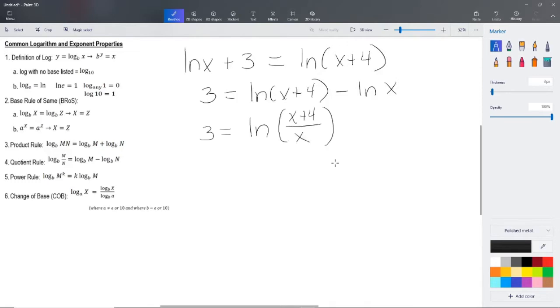Awesome. Now we can invoke the definition of log because we have one log and it equals something. In our case, the base of this natural log is e. So to rewrite this in exponential form, it's going to say e to the power of 3 is equal to x plus 4 over x. Great, I like this. All right, now we have to solve for x.